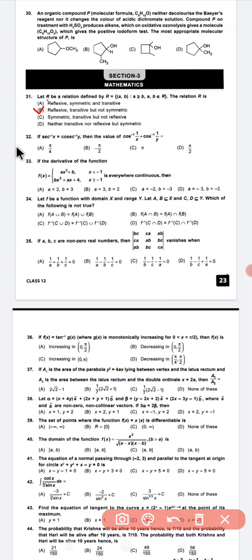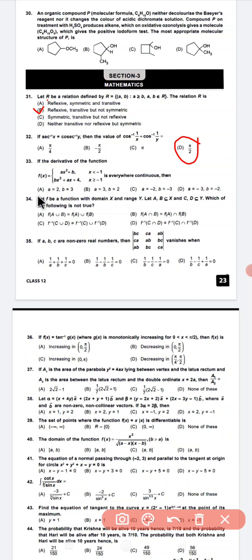Now the next question we have is, if sec inverse x equals cosec inverse y, then the value of cos inverse 1 by x plus cos inverse 1 by y equals, and the values given are pi by 4, negative pi by 2, pi and pi by 2. Okay, which one do you think is the correct answer option? Correct answer option is 32 D.